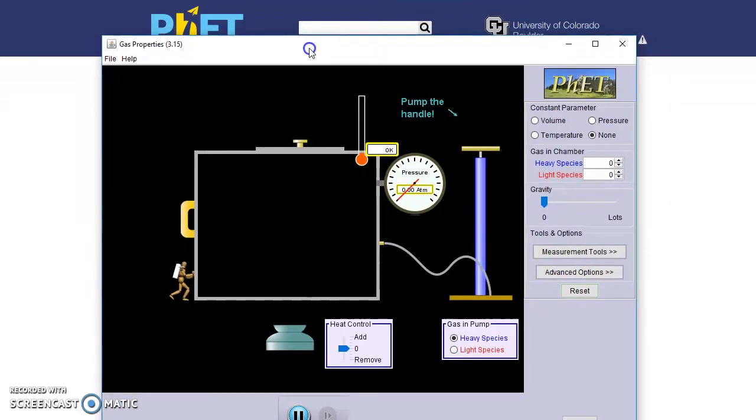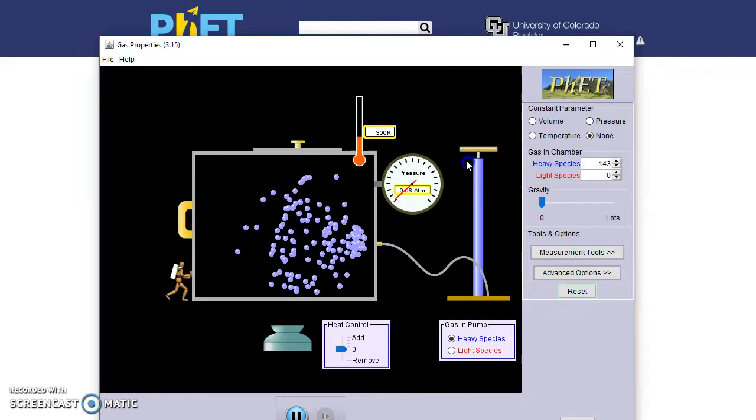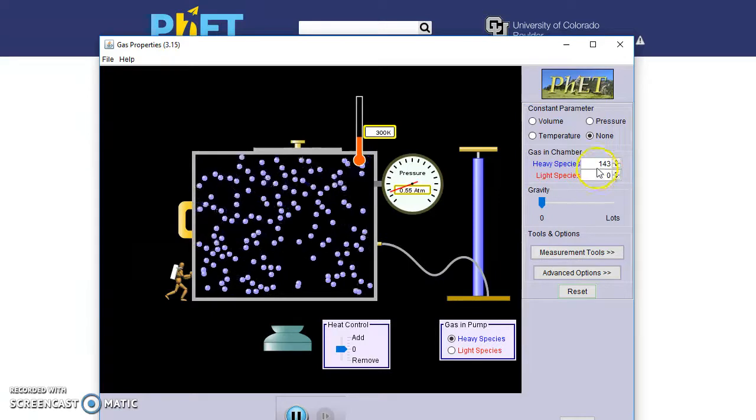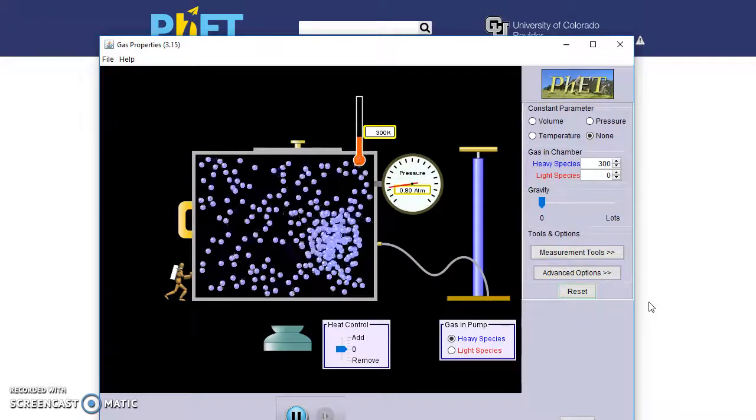Okay. So you see it invites the learner in. However, the teacher must be clear on what the learning objectives are. There are many buttons and tools in this program, and the first thing you can do is put a certain amount of gas in the box. You can either pump the handle, and so now we've put 143 species in the box. The other thing you can do is type in the number of gas particles.